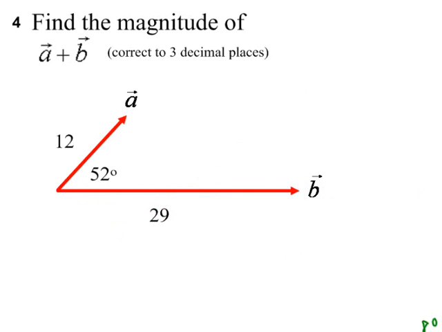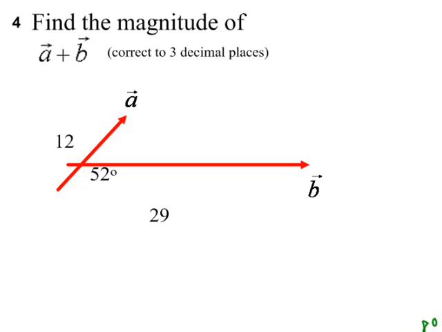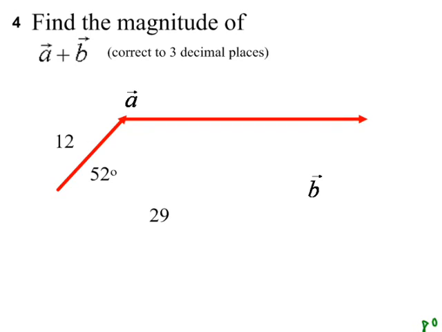All right, so now we're going to look at finding the magnitudes of sums. What we need to do is first draw in the resultant vector. The resultant is just when you add the two together. So I'm going to move the tail of B to the head of A, and then I'm going to draw in this line here. And that vector right there is A plus B.